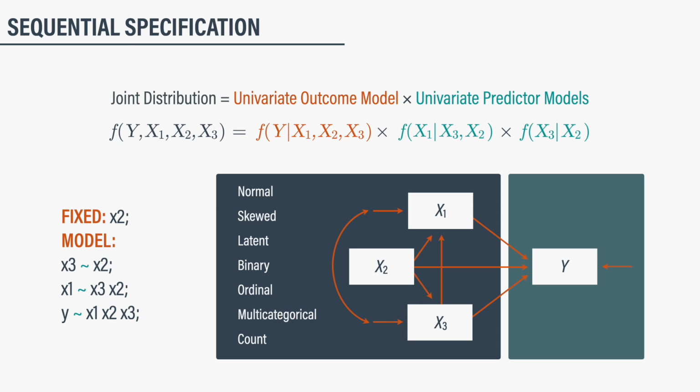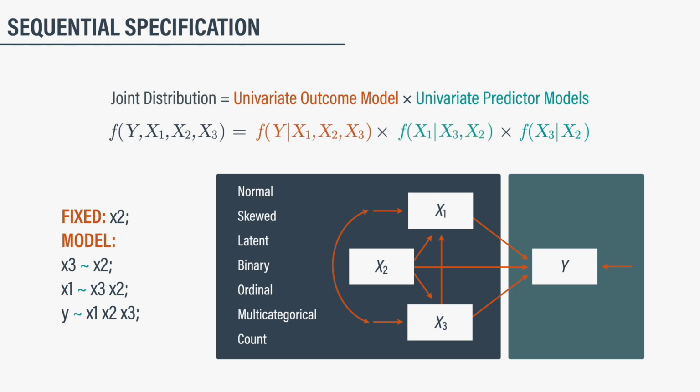Blimp's default specification is very flexible and convenient because most of it happens behind the scenes. However, there are some situations where we might want to be more specific about our predictor variables. For example, we may want to model nonlinear associations among predictors or specify metrics other than normal, binary, ordinal, and nominal. To do this, we need to set up the model a bit differently and use something called a sequential specification. The sequential specification replaces the multivariate distribution for the predictors with a sequence of univariate models and distributions.